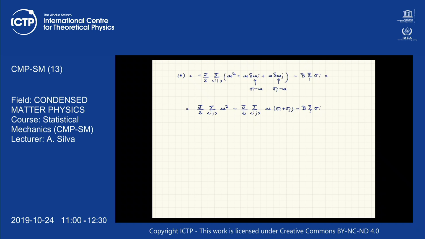which you can rewrite as, okay, so this sum here is going to be equal to N times N squared? N minus 1? No, because this sum is over the nearest neighbors.